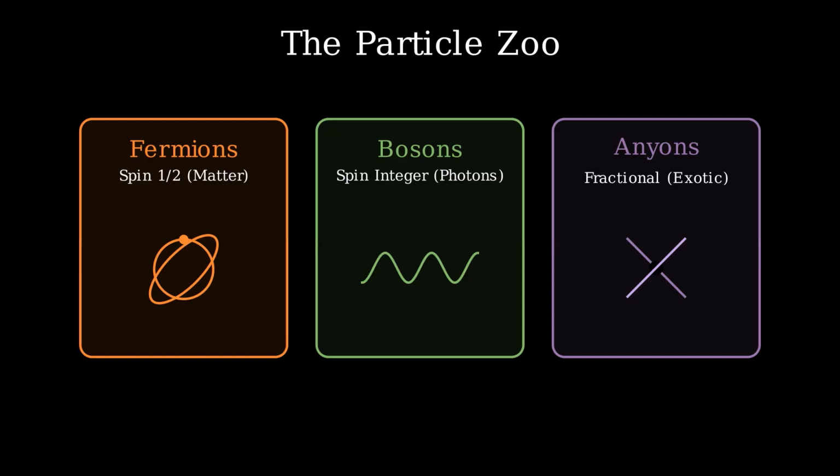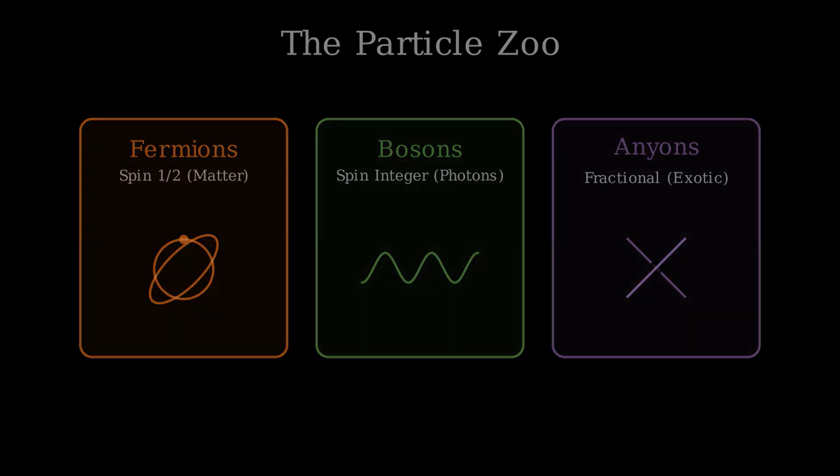There is actually a third category worth mentioning: anyons, which are quasi-particles that can have spins between integers and half-integers. These lead to exotic quantum statistics and are the basis of some of the quantum computers like those being developed by Microsoft.